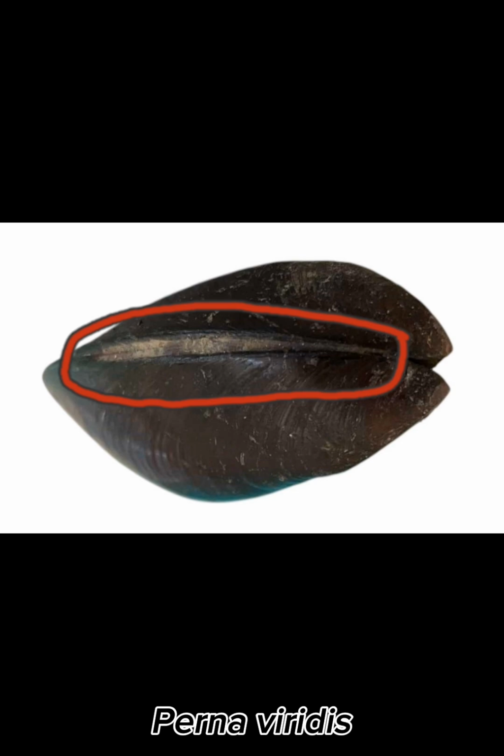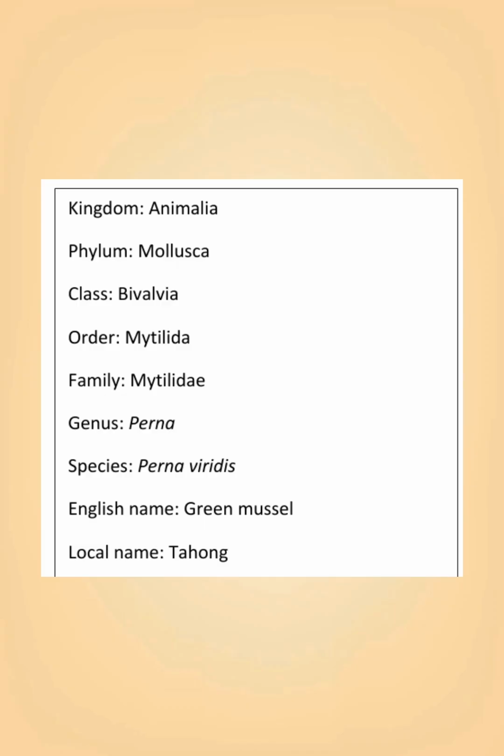Its hinge lacks hinge teeth and has a long ligament along the dorsal margin. For its taxonomic classification, it belongs to kingdom Animalia, phylum Mollusca, class Bivalvia, order Mytilida, family Mytilidae, genus Perna, species Perna viridis, English name green mussel, and local name tahong.